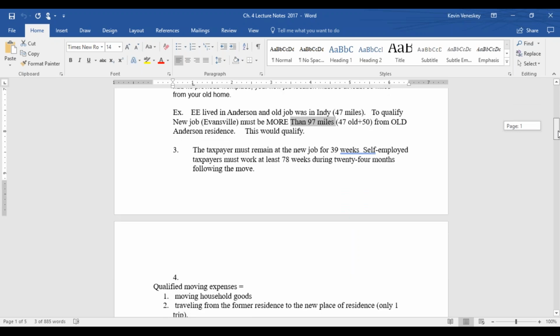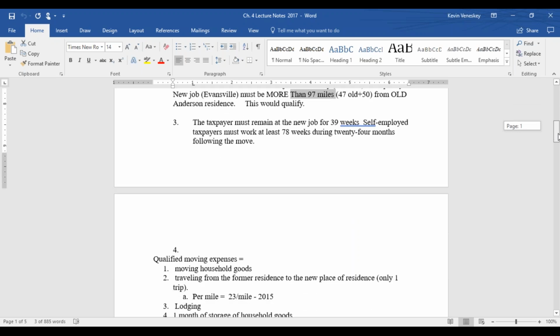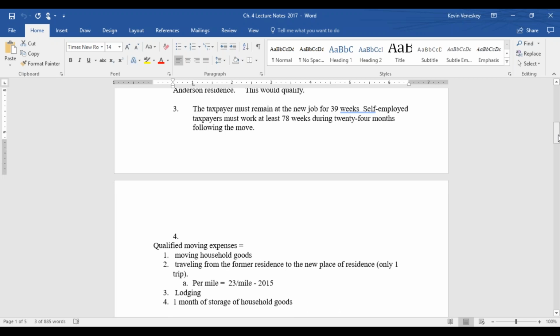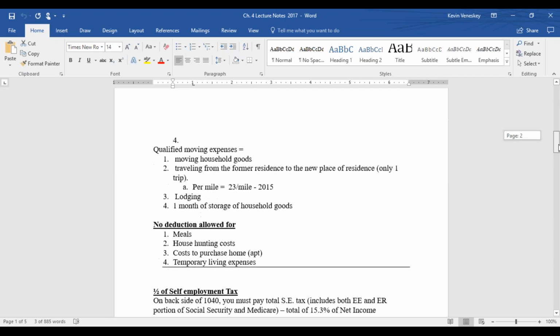And also for the moving deduction to count, you do have to be at your new location for at least 39 weeks. You can take the deduction before you've even been there 39 weeks, so you can take it on your current year tax return. But if you happen to change jobs again, then this one would be wiped out, and you would have to actually add back the income on your future tax returns. The amount that you took off this year for your moving expenses, you would have to add back in another year or go back and amend your prior return, whichever is more convenient.